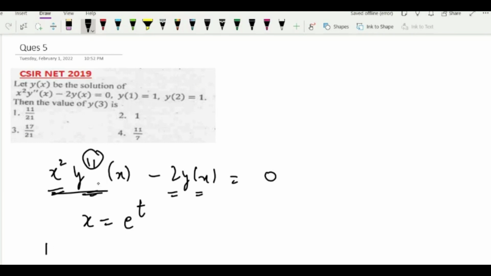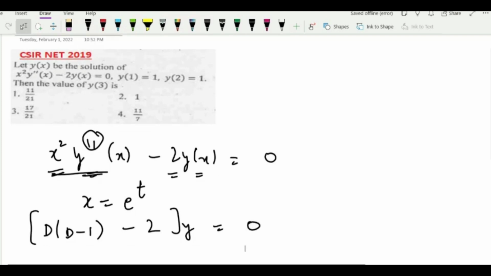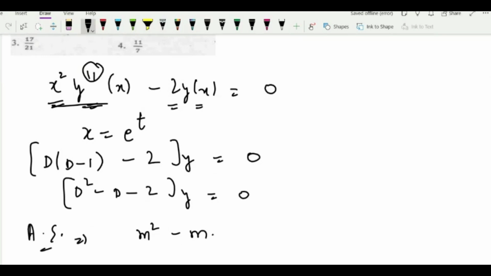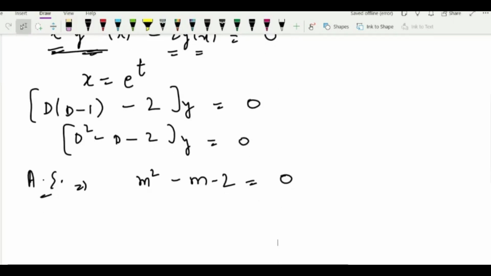This will become [D(D − 1) − 2] y = 0. This is our symbolic form, D² − D − 2 = 0. So for finding the auxiliary equation, replace D by m: m² − m − 2 = 0. Here we get two roots, just simplify it, 2 and −1.